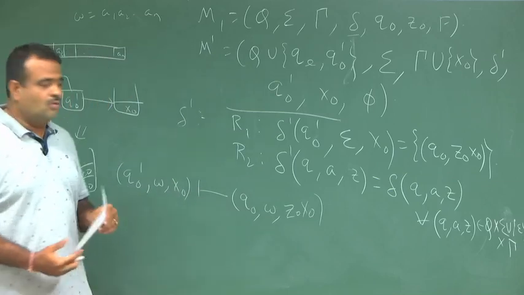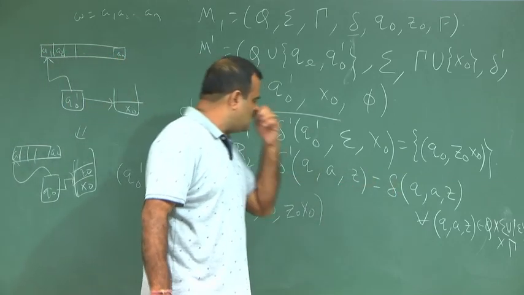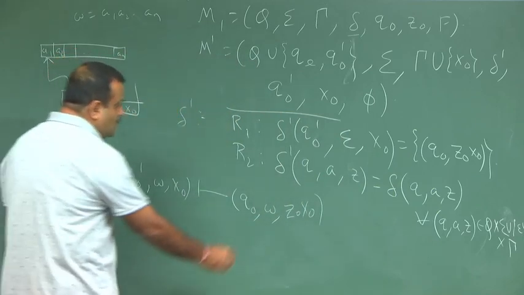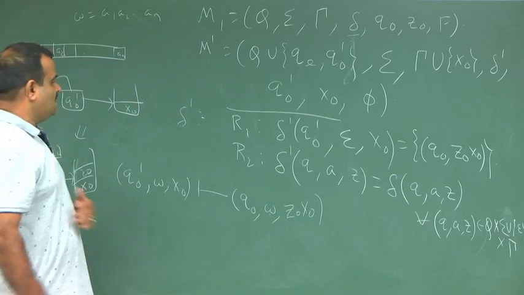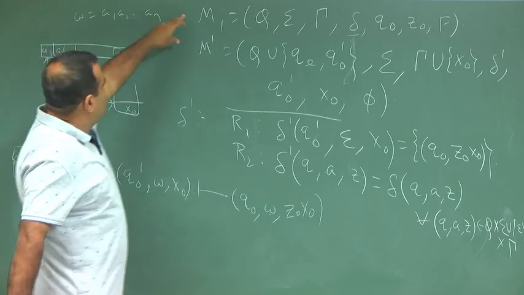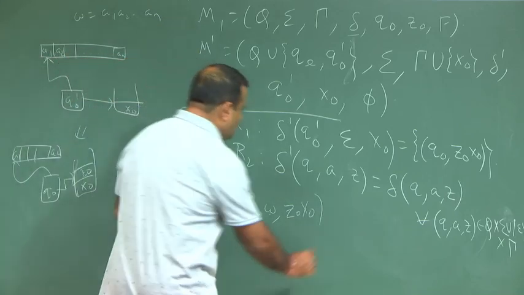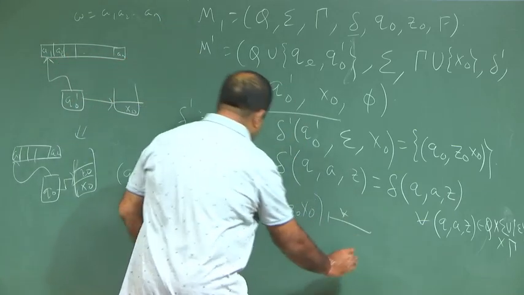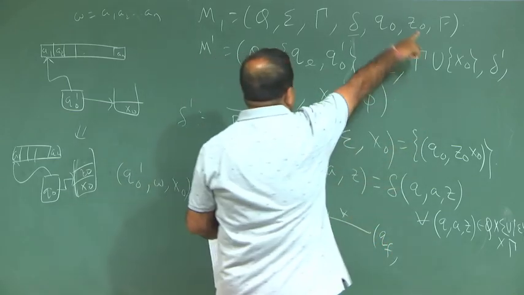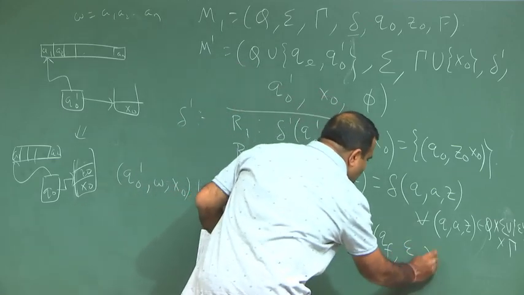Now, once we reach here, we will apply the rules for this. If we keep on applying the rules, and if W is accepted by this PDA by means of final state, where will it go? It will go to some final state of M1, and this will be finished, and we do not care about this.